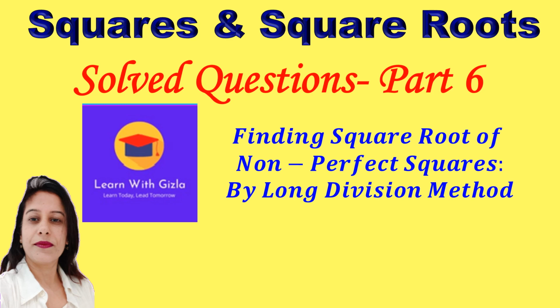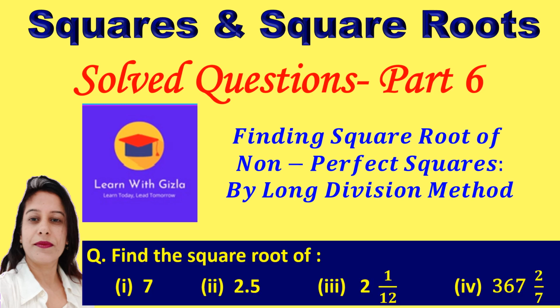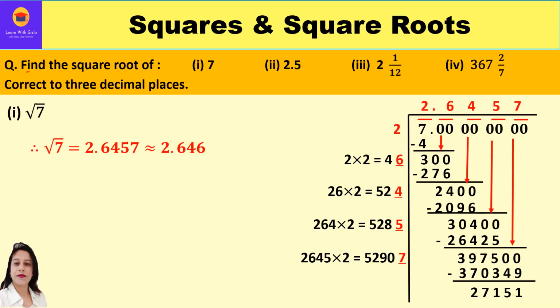In this video of squares and square roots, we shall be taking few questions which are based on finding the square root of non-perfect squares by long division method. So let's start. The question is: find the square root of 7, 2.5, 2 1 by 12, 367 2 by 7 correct to 3 decimal places.